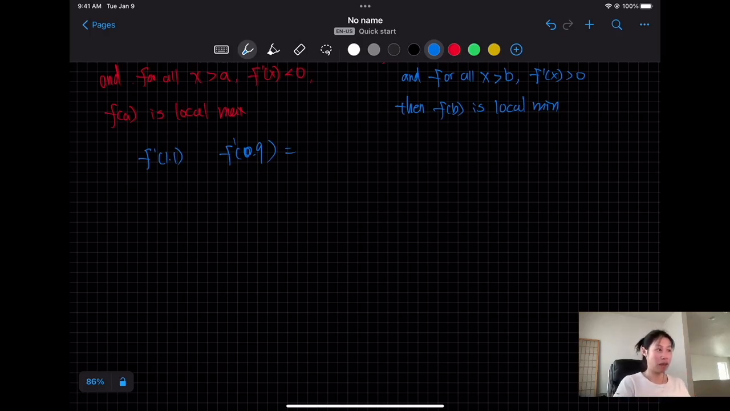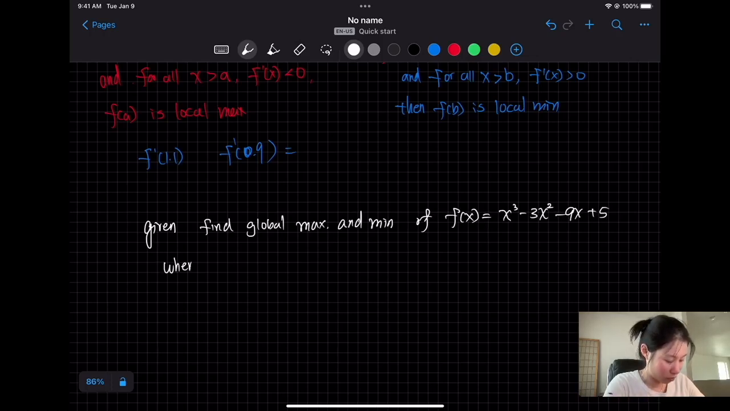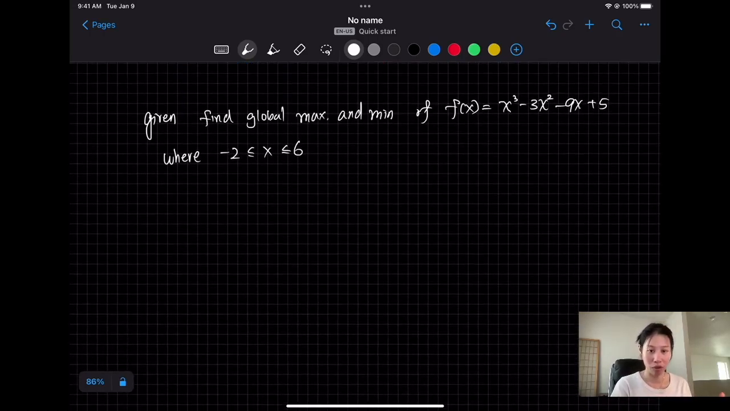Okay, so now let me give an example. If I give you a function, I want you to find the global maximum and the global minimum of this function. So as you can see now, we have our endpoints. So probably the global maximum or global minimum will happen at an endpoint or a critical point.